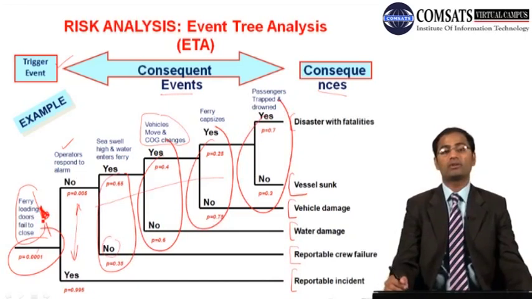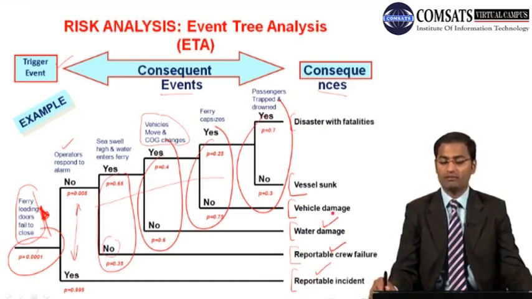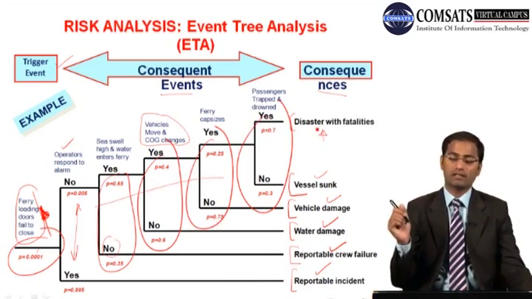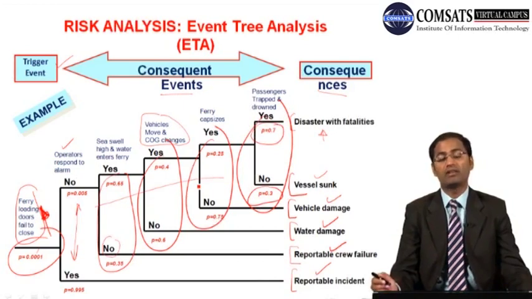So over there you can see we are more focusing on the consequences or the impacts, and impacts range from reportable incident to reportable crew failure, and then water damage, vehicle damage, vessel sunk, and the last one is disaster with fatalities. So we are focusing and we are explaining the things. We are actually giving impacts over there, and then we are having probabilities as well over there. So this type of analysis is called event tree analysis.